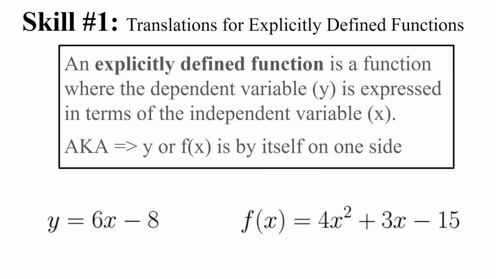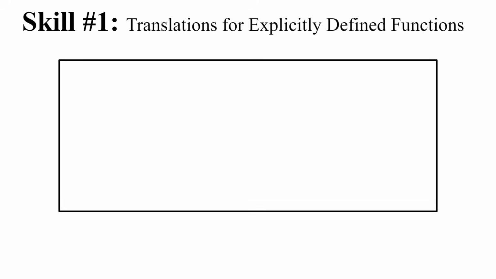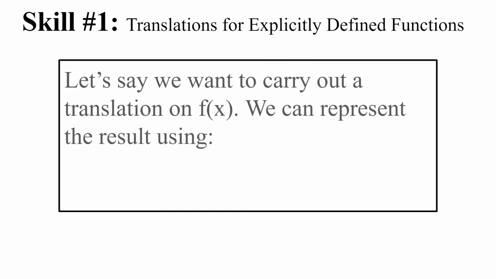F of x equals 4x squared plus 3x minus 15. That is also an explicitly defined function because y or f of x is by itself on one side of the equation. So what we do when we want to translate an explicitly defined function is we figure out our h and k and we use the following expression. F of x minus h plus k. This shows up a bunch, and you definitely have to know this, so please write this down.